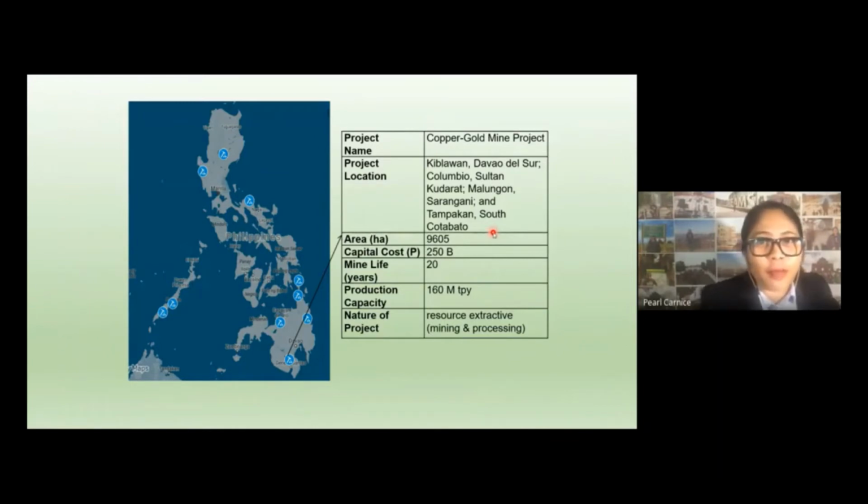9,605 hectares. Capital cost is 250 billion peso. Mine life is 20 years. And then production capacity is 160 metric tons per year of, I'm not sure if it's gold, because that would be a lot. I'm not sure if this is specifically gold or the amount of soil or mineral that they will be extracting. And then the nature of the project is resource extractive, under mining and processing.